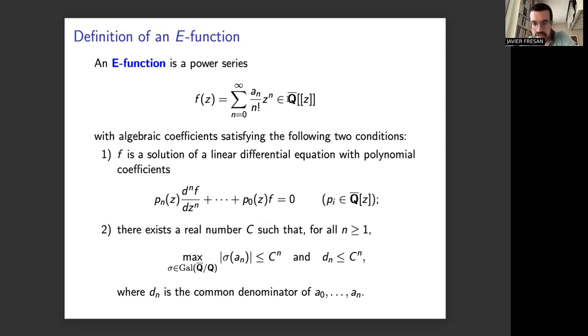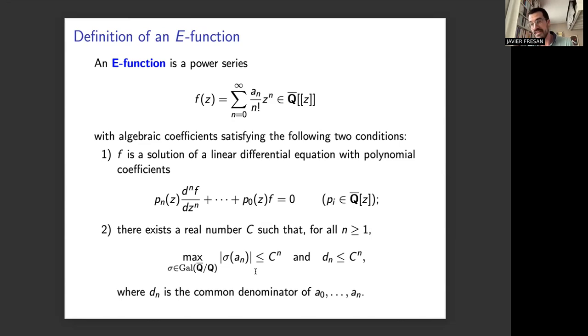So, for example, even if I only ask that the coefficients are in Q bar, you immediately get from this recurrence relation that they lie in a number field. And then the second condition is the one that allows one to do diophantine approximation or transcendence theory. It is that we want the coefficients to be bounded by C to the n, to grow at most geometrically.